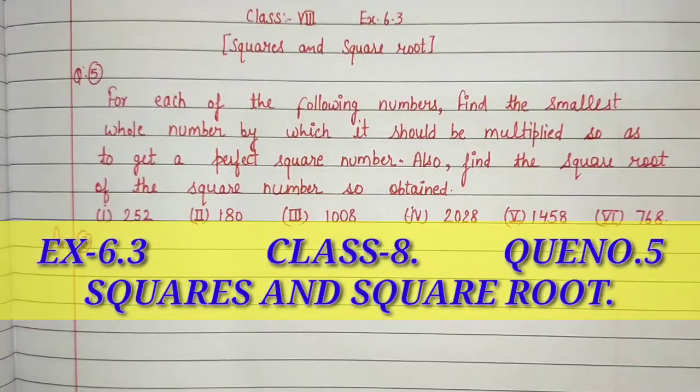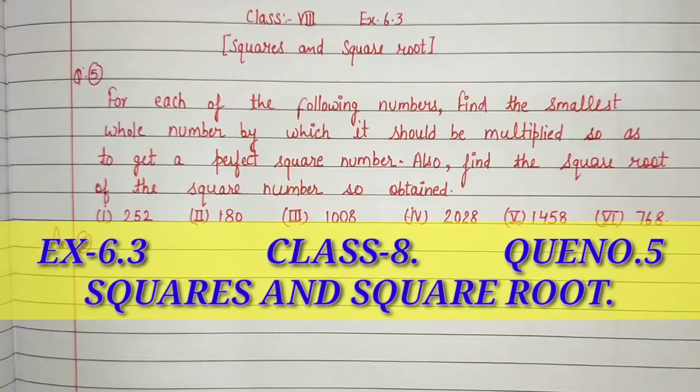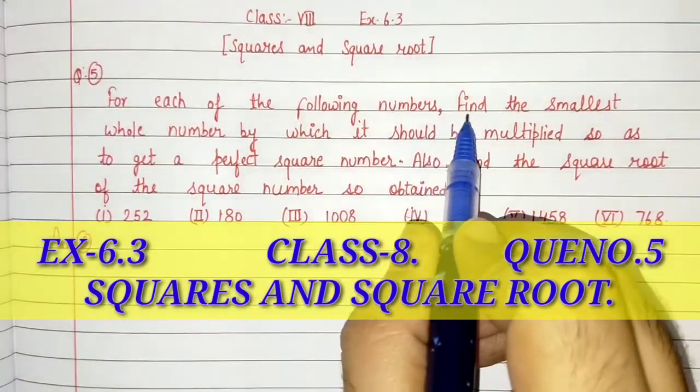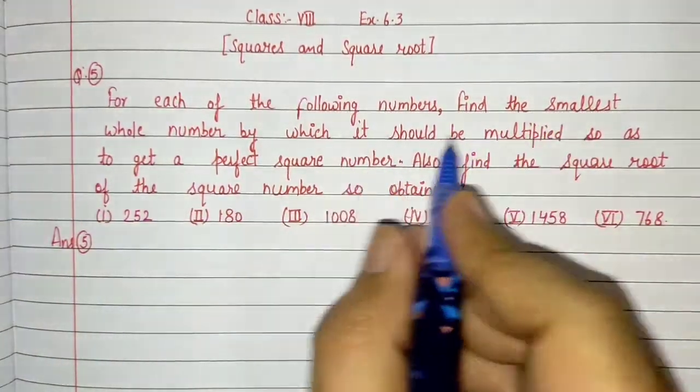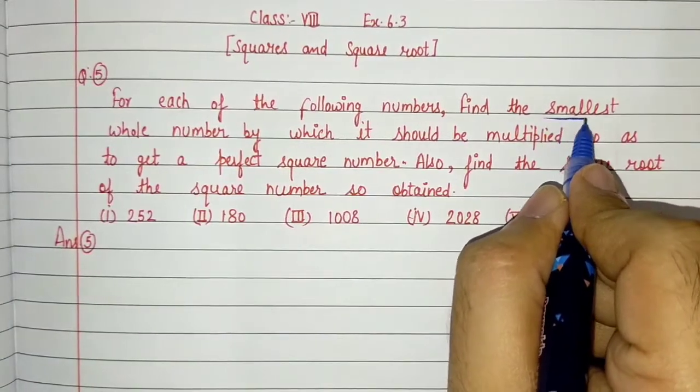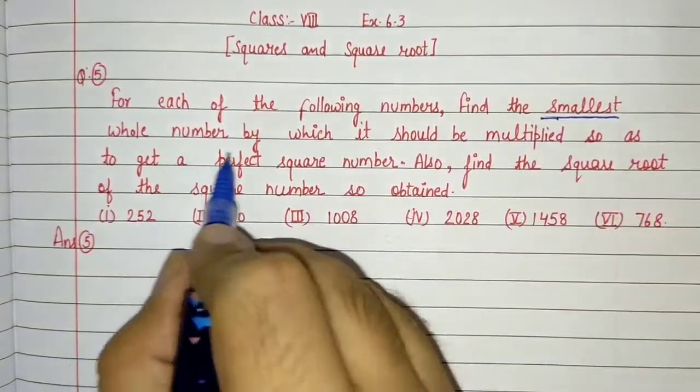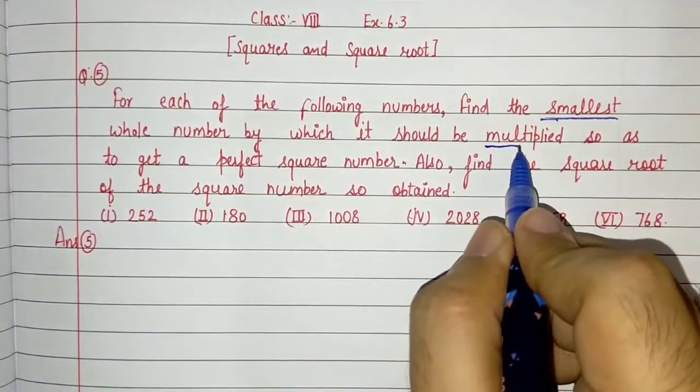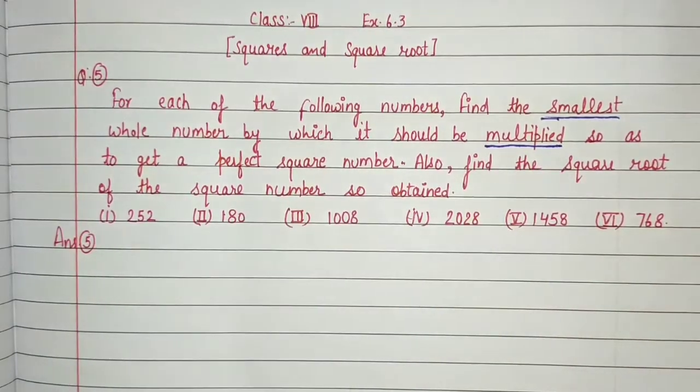Hello dear students, this is exercise 6.3, question number 5. The question is, for each of the following numbers, find the smallest whole number by which it should be multiplied. The question is for multiplication.